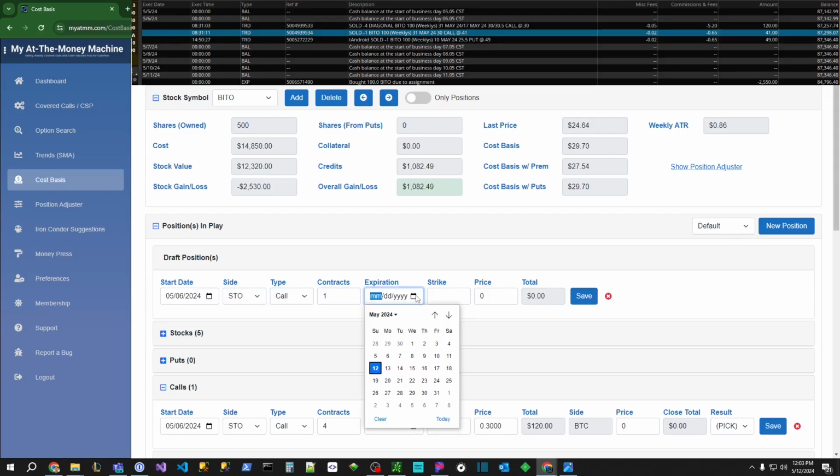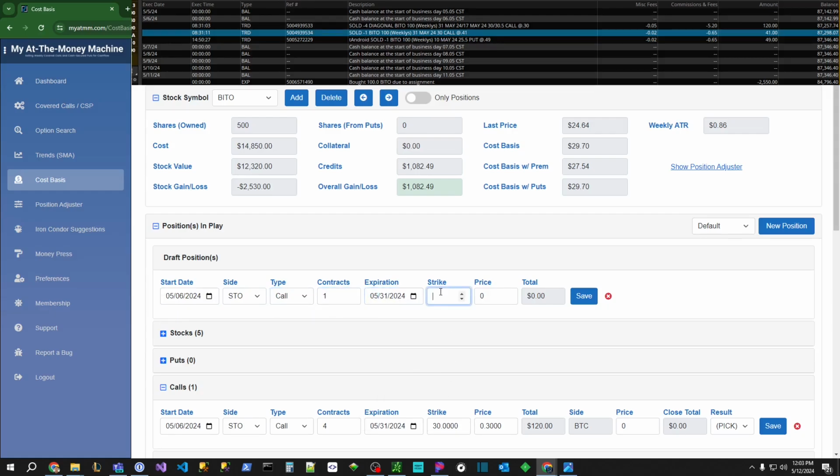The expiration again is May 31st. The strike that we did that at was 30. And we did the strikes at 30 because you notice our cost basis is $29.70, so we can safely do a strike at 30 and we won't have to worry about losing any money if the price does start going up and we get called out.